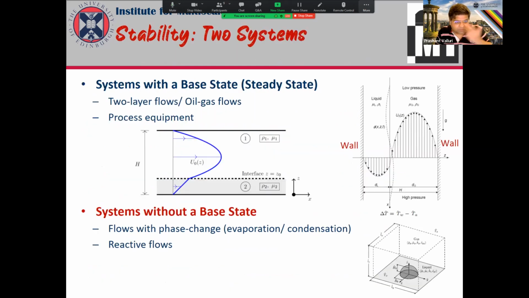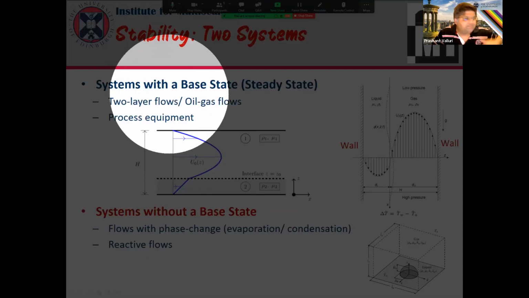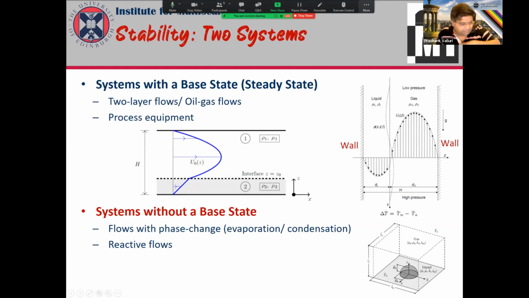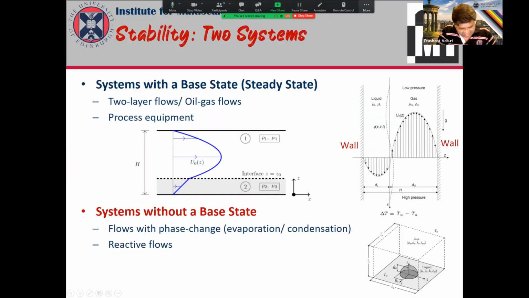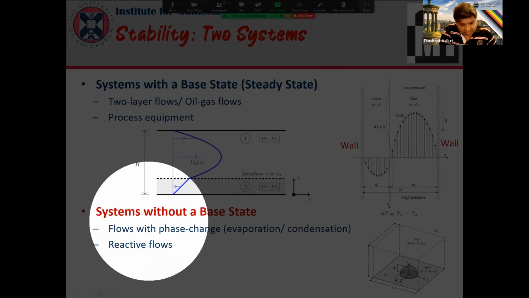So usually you can have two types of systems. One system is where you have a base state, a steady state. So it's like a flow in a pipe. A flow in a pipe can have a steady state. You just write down your Navier-Stokes equations, and you can have a steady state system. But of course, flows are never steady. So all you do is work on a base state, then perturb the interface and do a stability analysis. But then in reality, you have flow systems without a base state.